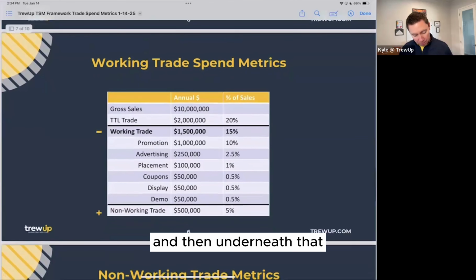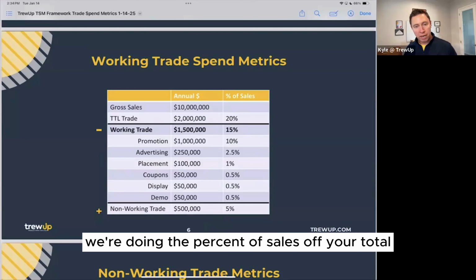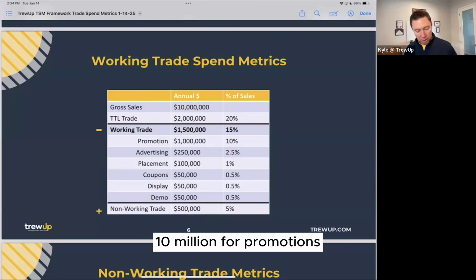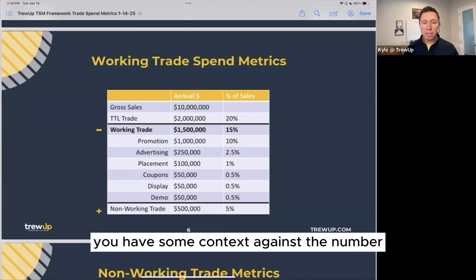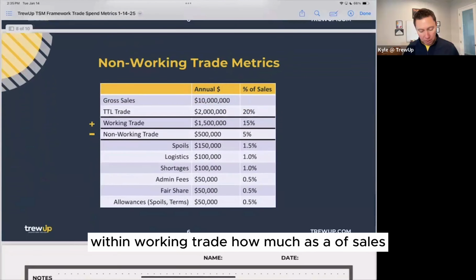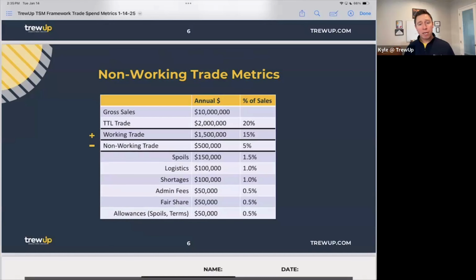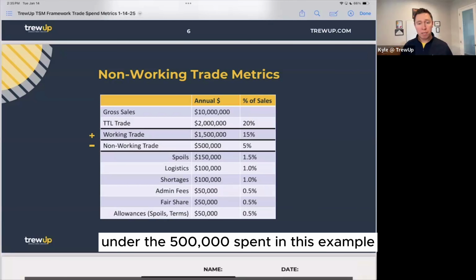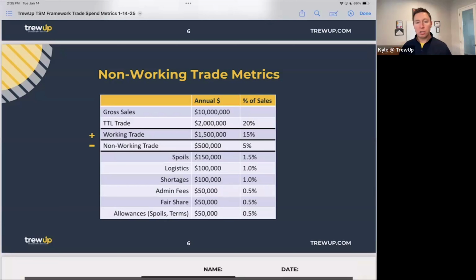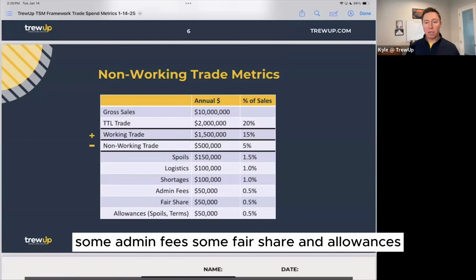And then underneath that, and I think it's important just quickly to note, off to the right, you can see we're doing the percent of sales off your total 10 million for promotions, advertising, so on and so forth. This just helps you have some context against the number so that you can understand within working trade how much as a percent of sales. And then we look at non-working trade. And here you can see a couple of the key categories we've listed under the 500,000 spent in this example. You have spoils, logistics, fees and fines. You've got shortages, some admin fees, some fair share and allowances.